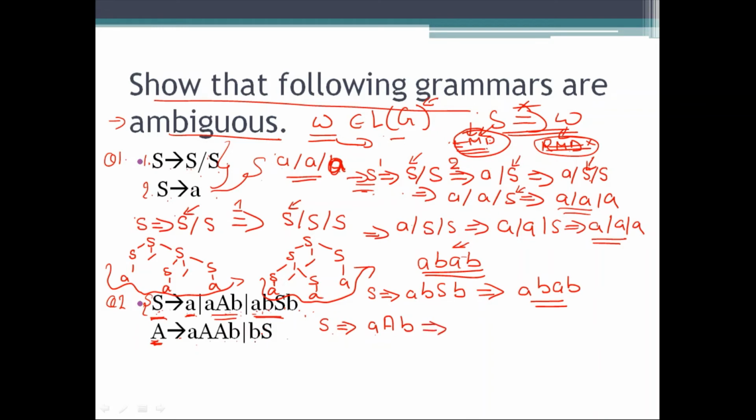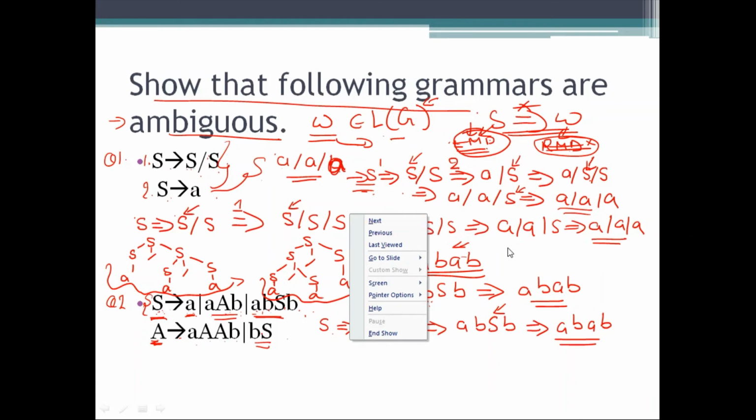Now we can have this production, A is rewritten as BS. So what are we going to have? A, B, S, B. Now this S is going to be replaced by A using the production rule S is rewritten as A. So we are going to have ABAB. For the same string, you have more than one LMD, leftmost derivation.